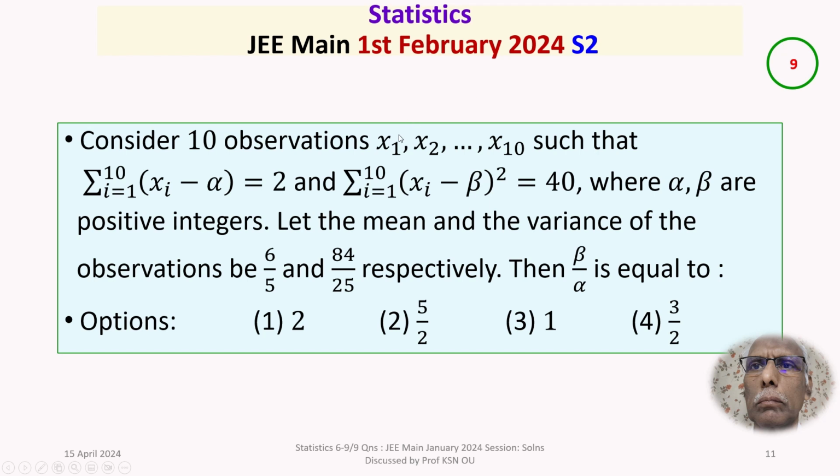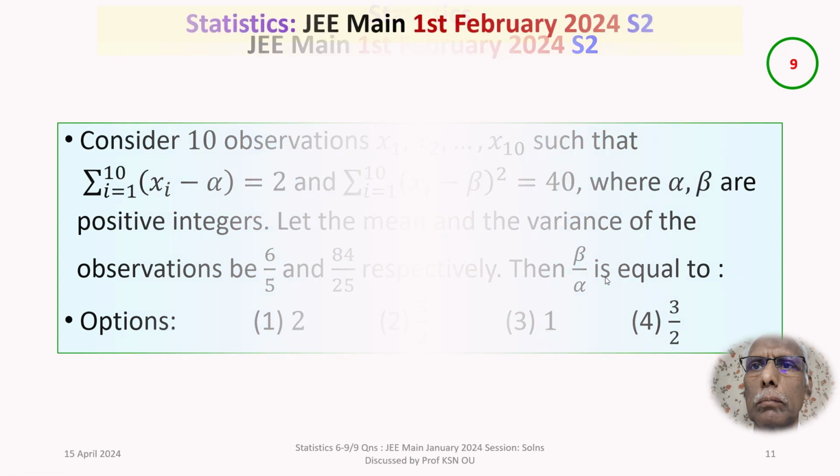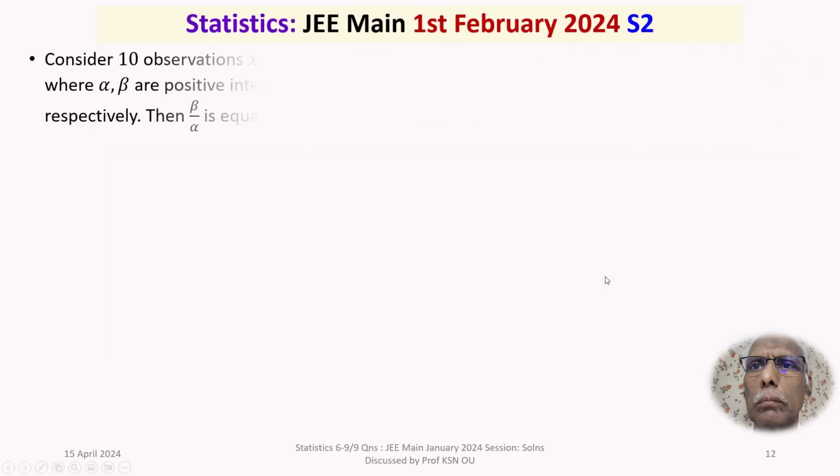So we have 10 observations, x1, x2, up to x10, and we are given sigma i equal to 1 to 10 of (xi minus alpha) is equal to 2, and sigma i equal to 1 to 10 of (xi minus beta) whole square is equal to 40, where alpha, beta are positive integers, and the mean and the variance are respectively given to be 6 by 5 and 84 by 25. We are required to find the value of beta by alpha. Let's now discuss the solution of the problem in detail.